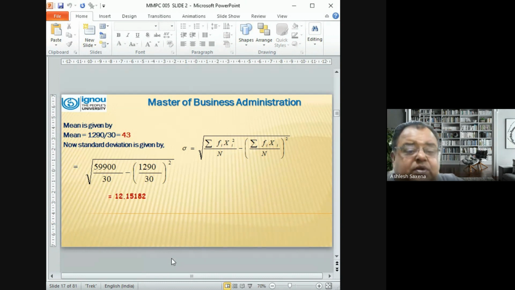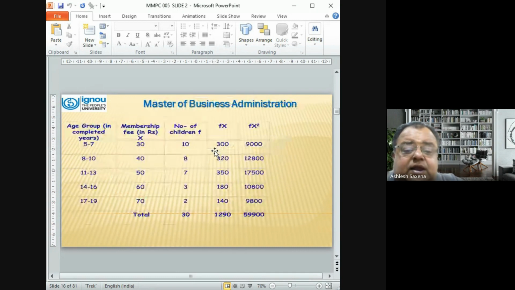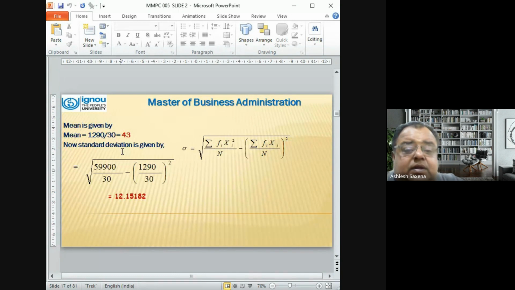Now, how to calculate standard deviation? We know that standard deviation has this formula. Sigma is equal to under root summation fx square upon n minus within bracket summation fx by n whole square. We have summation fx square as 59900 and n is 30. This is okay.